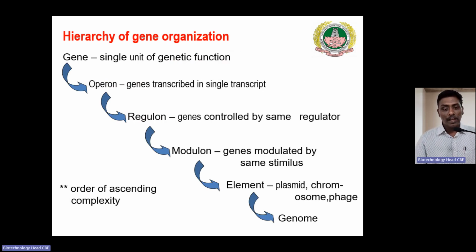The slide shows the hierarchy of gene organization, starting with the smallest unit, the gene, and the largest unit of the genetic material, called the genome. Gene is a single unit of genetic function. Operon is the genes transcribed in a single transcript. Regulon is the genes controlled by the same regulator. Modulon, the genes modulated by the same stimulus. Element is plasmid, chromosome, phage, and finally chromosome. This is the order of ascending complexity from gene to genome.